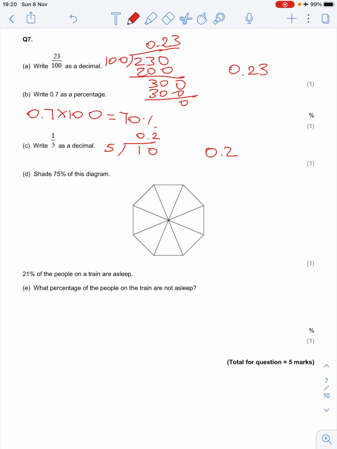Shading 75%. So we have how many? 1, 2, 3, 4, 5, 6, 7, 8. We have 8 triangles. And we want to find 75%. So 8 would equal 100%. 50% is equal to 4. 25% is equal to 2. So we have 75% equals 50% plus 25% equals 6. So we need to shade in 6 triangles.